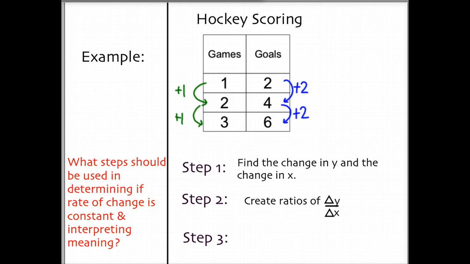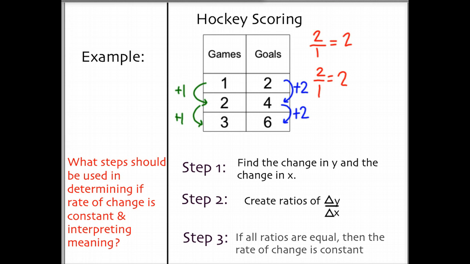The next thing we do is create ratios of the change in y over the change in x. So now we can write this as 2 over 1 is our first ratio. We have 2 on the right hand side and 1, so we write it as 2 over 1. And again we have 2 over 1, which is the same thing as 2. If all the ratios are equal, then the rate of change is constant. Both of ours are equal to 2, so that is correct. We have the ratios that are equal.